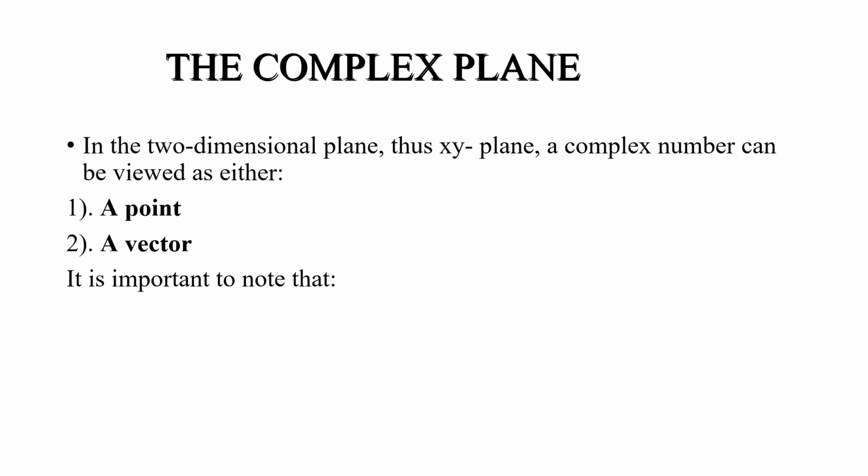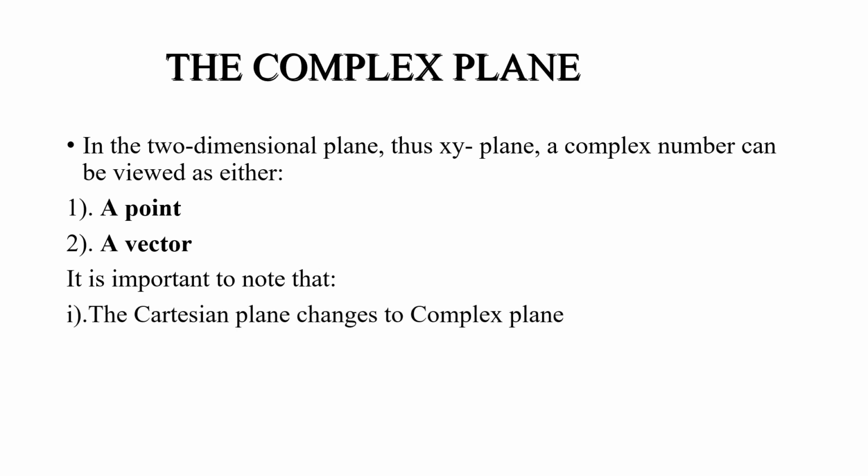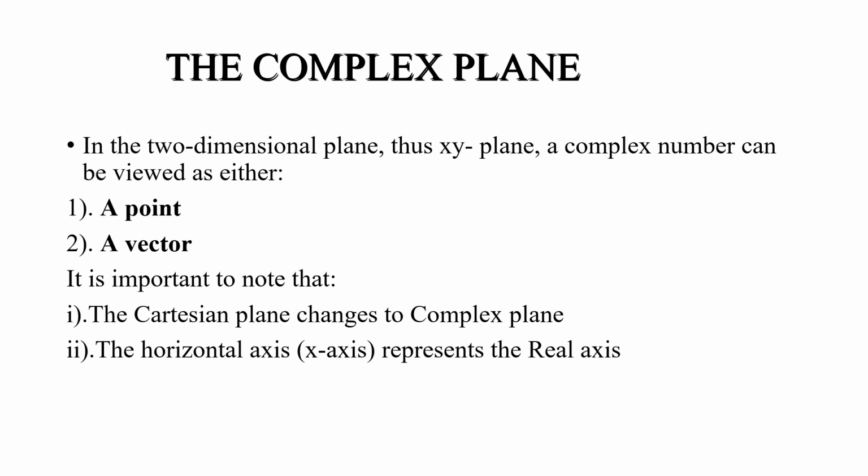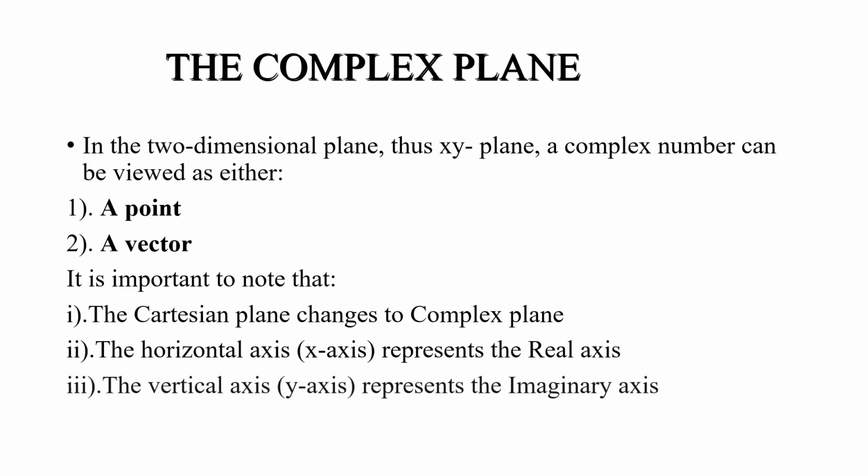And these are what we need to know. The first one is that the Cartesian plane changes to the complex plane. This means that the Cartesian plane, which consists of the x and y axis, changes to the complex plane. Also, the horizontal axis of the Cartesian plane, that's the x-axis, now represents the real axis of the complex plane. And then the vertical axis of the Cartesian plane, that's the y-axis, now changes to the imaginary axis of the complex plane.